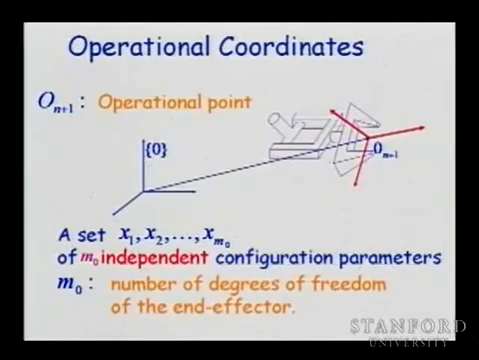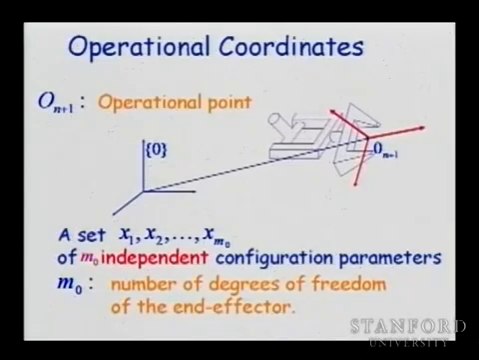So this number, before, you remember, it was m if it was not independent. When it is independent, we call it m0 to point out that this is an independent set of parameters. And that gives us, again, the number of degrees of freedom of the end effector. So an end effector of a robot with 6 degrees of freedom moving in the 3-dimensional space can be positioned anywhere and oriented anywhere, so it has 6 degrees of freedom. And that is the most number of degrees of freedom it can have.